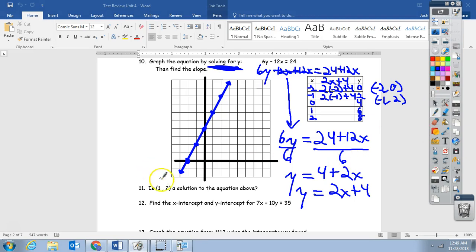The next question says, is 1, 2 a solution? 1, 2 is right here. Is that a solution? No, it is not on the line. The points on the line are solutions to the equation.